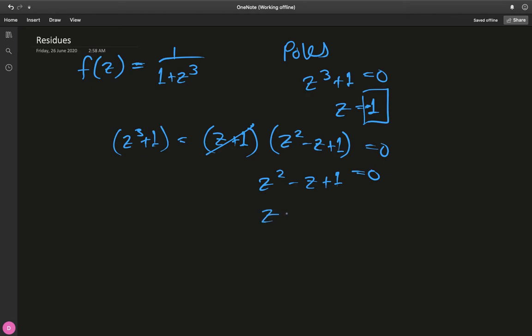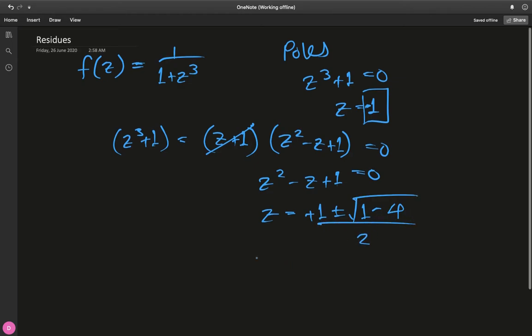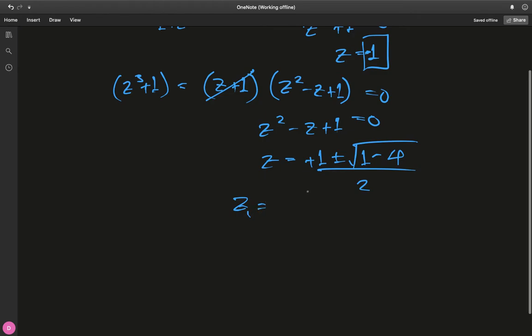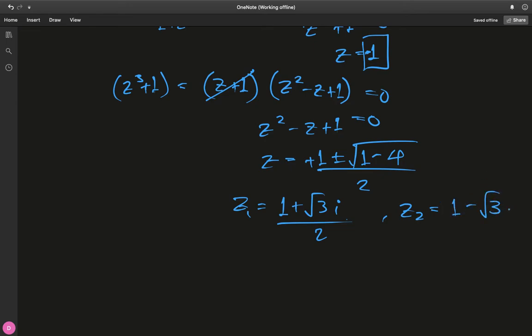Using the quadratic formula, we have z equals minus minus 1 plus minus square root of 1 minus 4, divided by 2, giving us two values. z1 is equal to (1 plus square root of 3 i)/2, where i is square root of negative 1, and z2 is just the complex conjugate of this, which is (1 minus square root 3 i)/2.